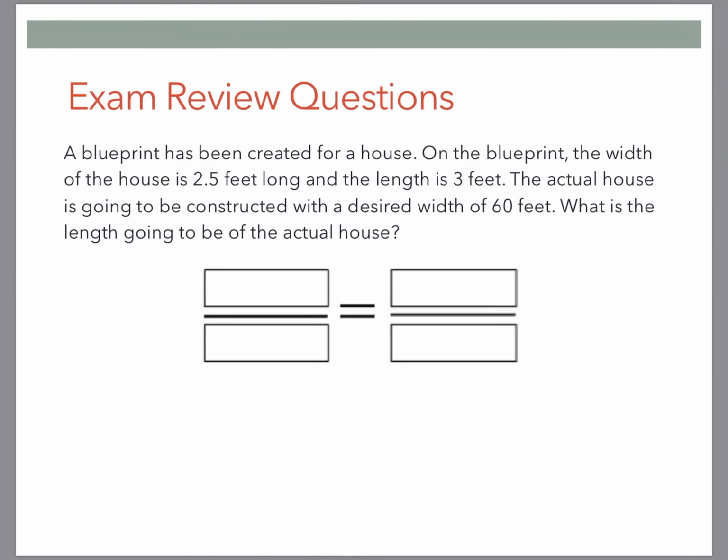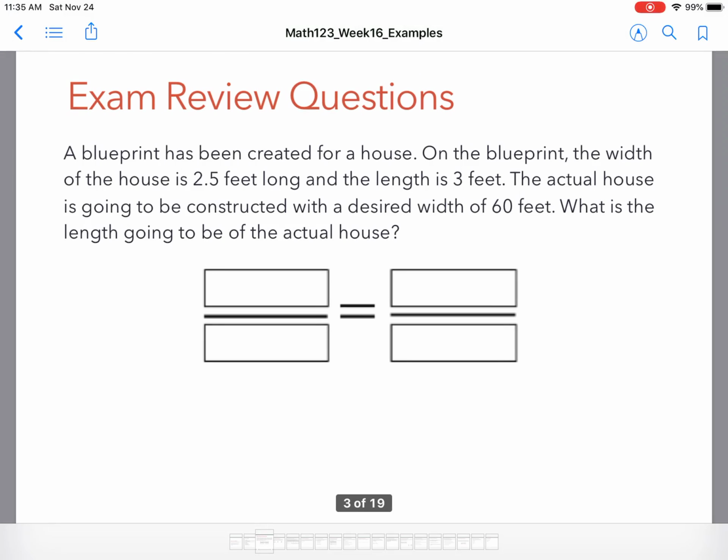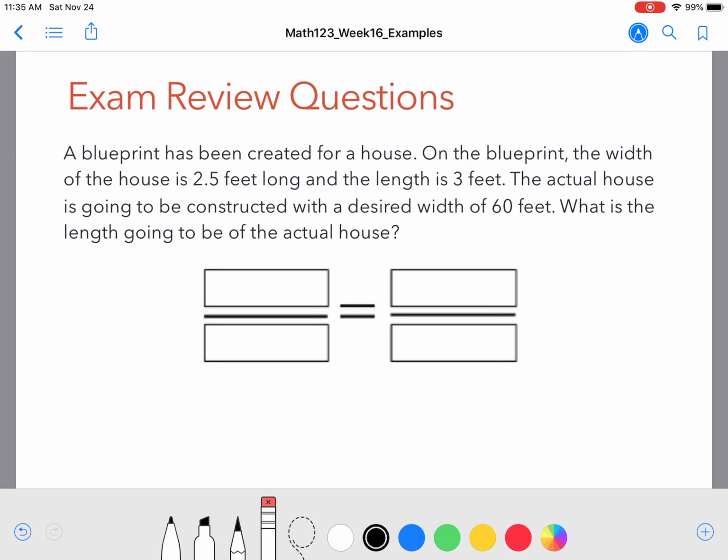Okay, so let's try this one here. So let me get my pen. All right, so it says that a blueprint has been created for a house. On the blueprint, the width of the house is 2.5 feet long and the length is 3 feet. The actual house is going to be constructed with a desired width of 60 feet. What is the length going to be of the actual house?